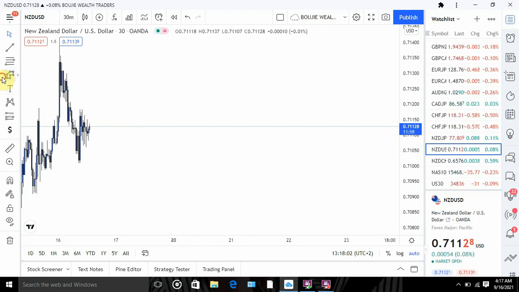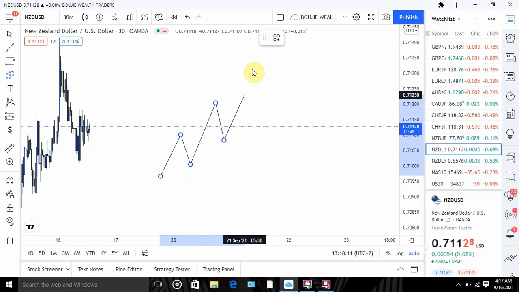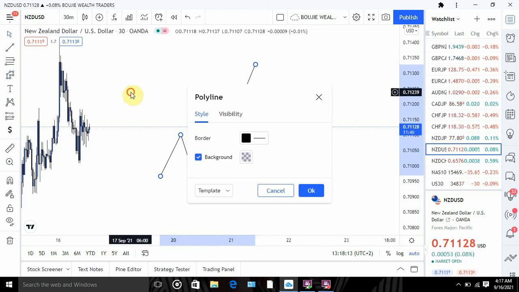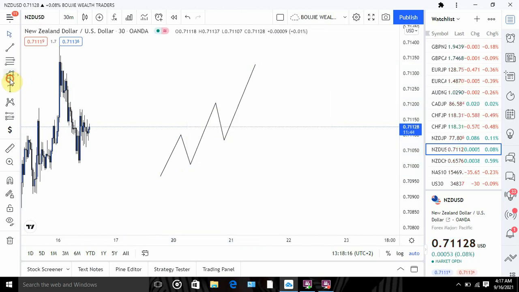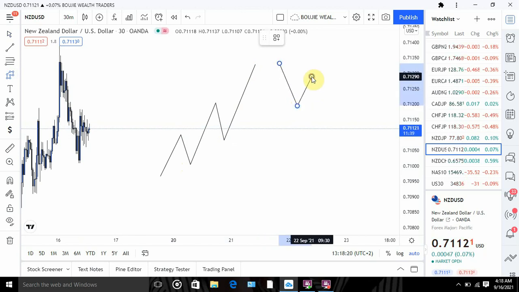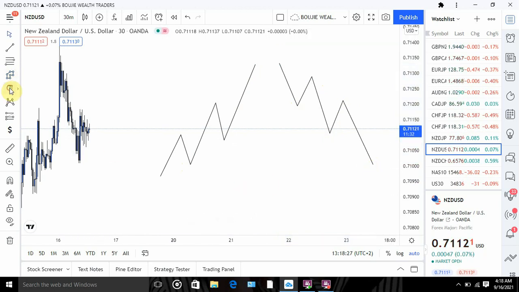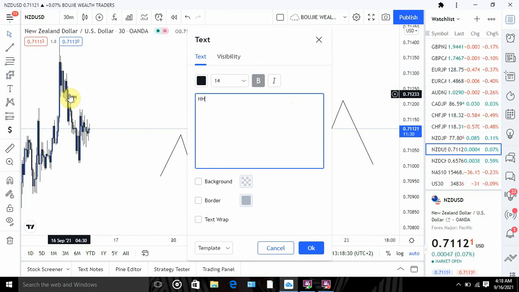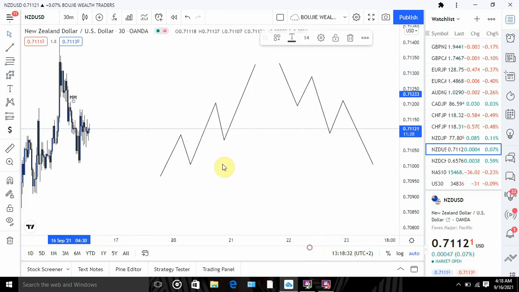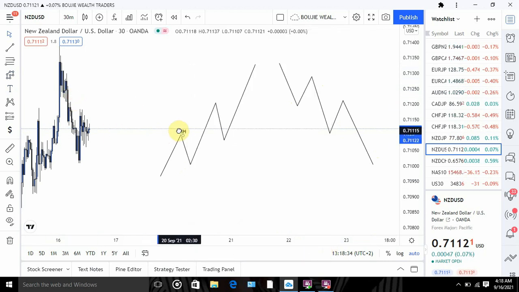So, as we all know, guys, the market in an uptrend moves in higher highs and higher lows. This is our higher high, higher low, higher high. And in a downtrend the market moves in lower lows, lower highs, lower lows, lower highs, lower low. So this is the basic schematic of an uptrend and a downtrend.